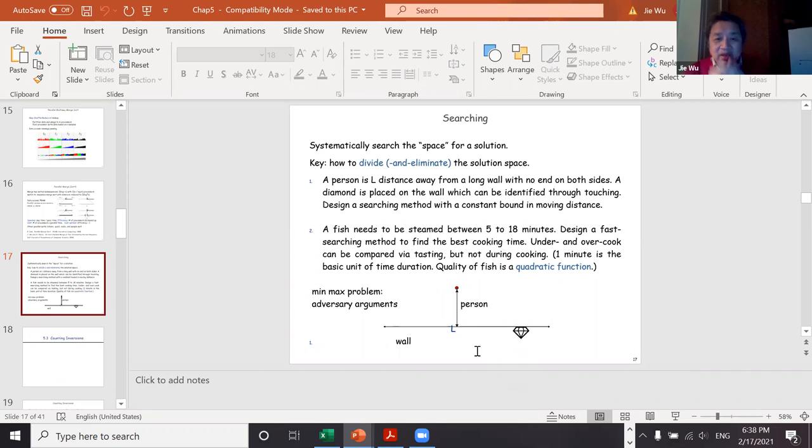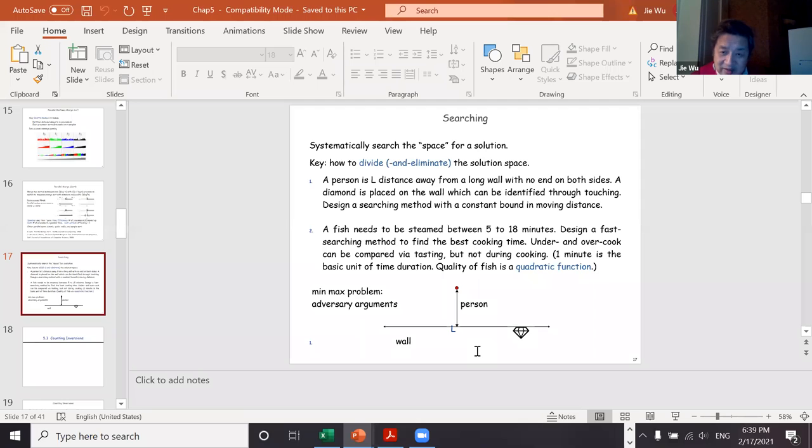Yes. Okay. So I changed the problem a little bit so that it's more precise. A fish needs to be steamed between 5 and 18 minutes. Suppose you want to cook a precious, expensive fish, you ask your mother how long you need to steam. Then your mother says, it depends on how big your fire is, whatever stove, how powerful. It's between 5 minutes to 18 minutes, right? That's all. And then you design a faster searching method to find the best cooking time.